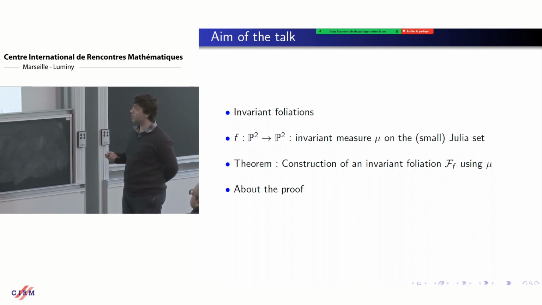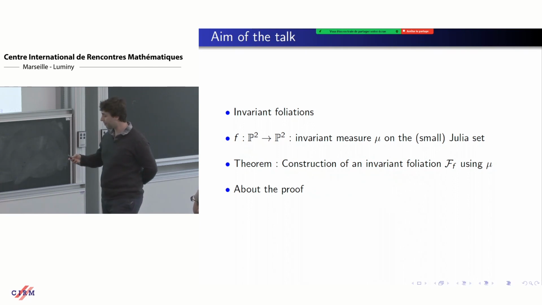My goal is to show you a theorem that I obtained during my thesis, which asserts the following. Take an endomorphism F of P2, and there is a special measure that I will introduce to you. If you have some hypotheses on this measure, then I will show you how to construct an invariant foliation for F. This is my goal.